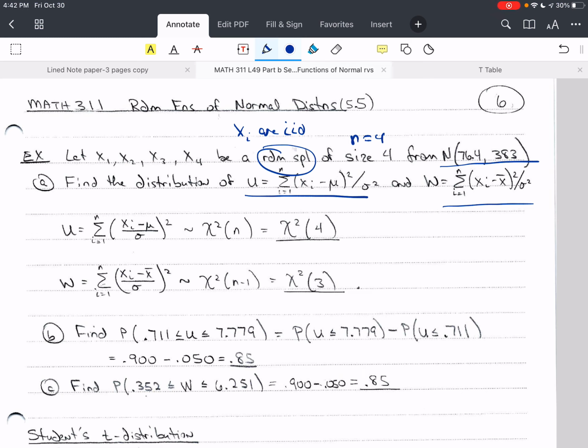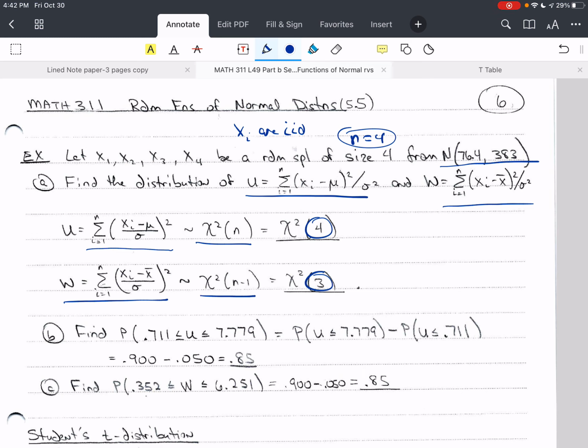We showed these in the proof of the last theorem. We derived these quantities, and I wrote them out as results. So it turns out that u here has a chi-squared with n degrees of freedom. Well, n is equal to 4, so we put in the 4. And then w has a chi-squared with n minus 1 degrees of freedom, so n minus 1 is 3 in this case.